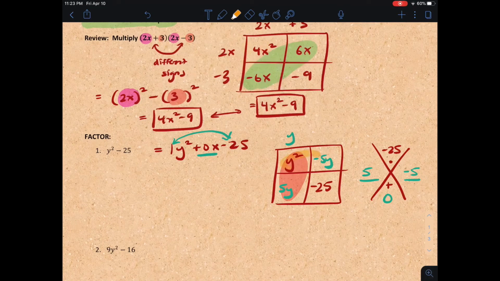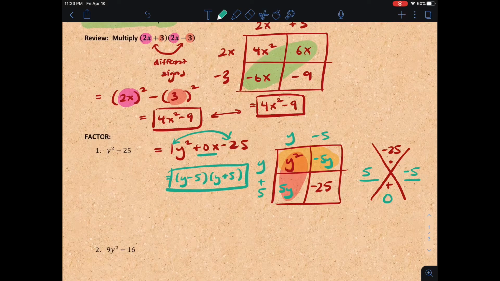Now, if you notice, I could have just chosen the first row instead. And if I ask myself what's the greatest common factor of y squared and negative 5y, I'd still get y. From here, we would carefully fill out the rest of this Punnett square. And so my final answer then would just be y minus 5, y plus 5. And this is one way of factoring using our Xbox method.